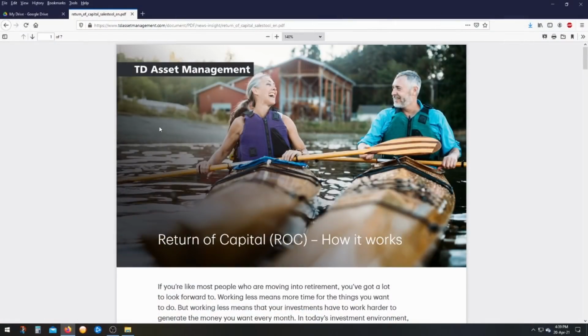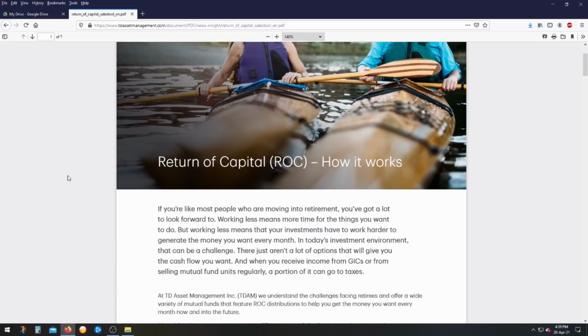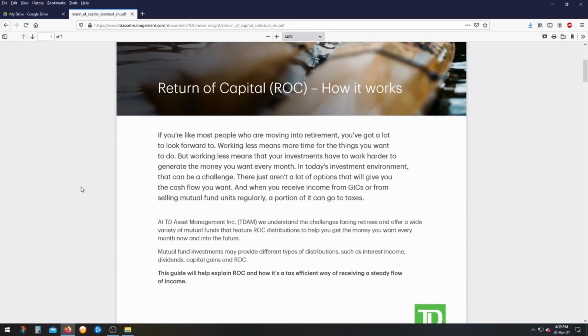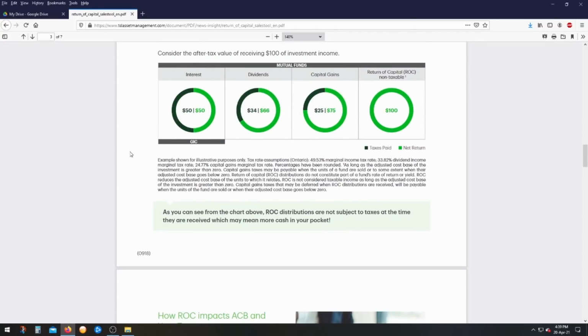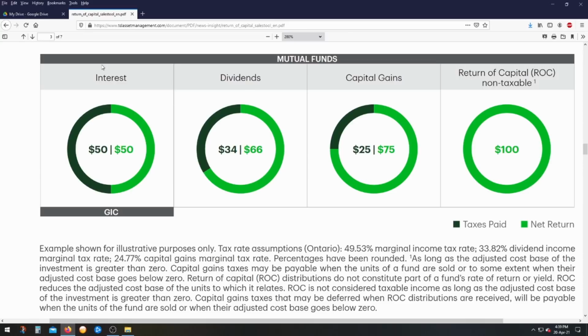So here's the document I want to show you guys. A very cool document. It's actually written by TD, and the premise of the document is really to explain how return of capital, or ROC, works. I strongly suggest you check it out, but I'm not talking about ROC here, it's just a small portion of it. What I really want to bring your attention to is this graph here. This is what really helped me visually understand the different sources of income.